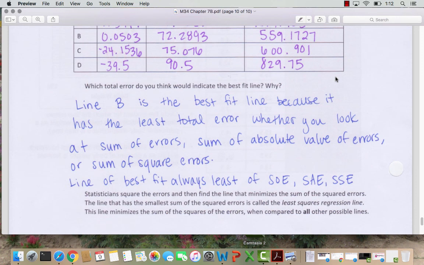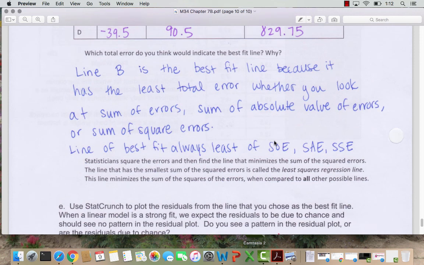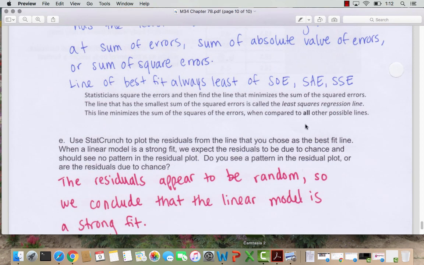So line B is the best fit line because it has the least total error, whether you look at sum of errors, sum of absolute values of errors, or sum of squared errors. And the line of best fit always has the least of all of these error methods. So sum of errors, we could say SOE for short, SAE for sum of absolute value of errors, and SSE for sum of squared errors. And there's a note here: statisticians square the errors and then find the line that minimizes the sum of the squares. The line that has the smallest sum is called the least squares regression line.